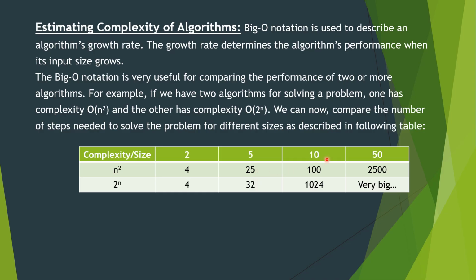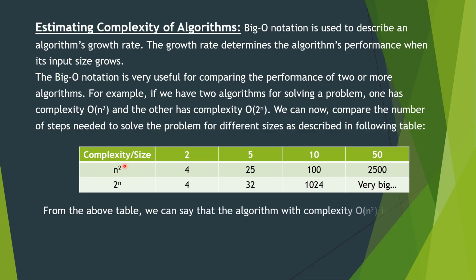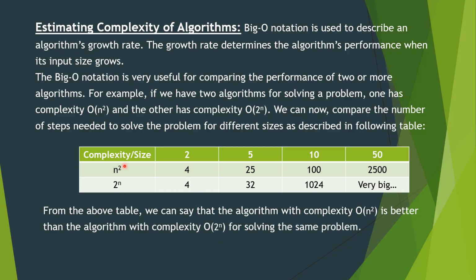Now let us see another size, size 10, this will take 100 steps, and the other 1024. Now you can see there is a change, a huge difference between the number of steps, and when the size is 50, this will take 2500 steps and this is very big. So now we can say which complexity is better, the order of n square is better. From the above table, we can say that the algorithm with complexity order of n square is better than the algorithm with complexity order of 2 to the power n for solving the same problem. So in this way we compare two or more algorithms.